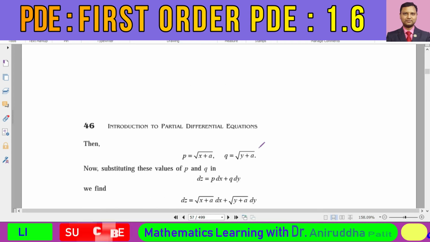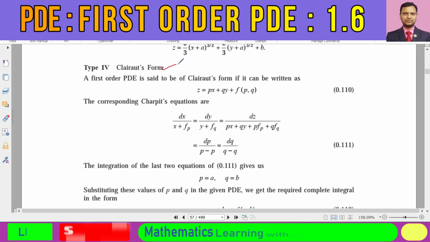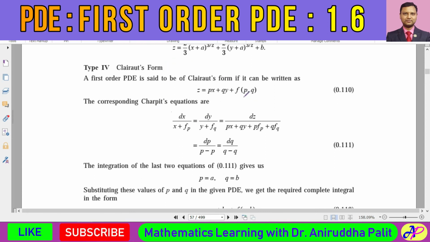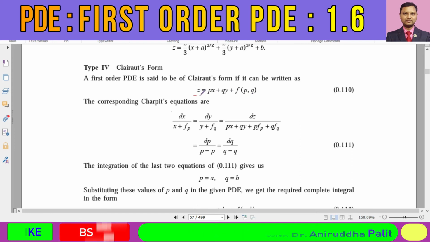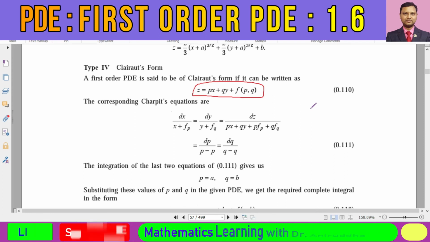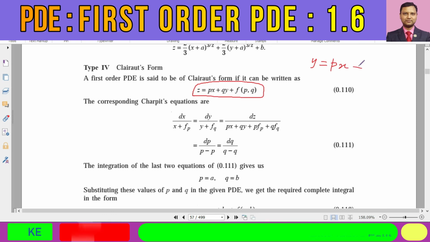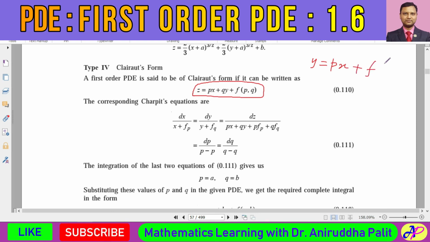And the last category is very easy, that is Clairaut's form. Where a differential equation is given in this standard form, z is equal to px plus qy plus f of p comma q is equal to 0. You can recall that in ordinary differential equations as well, you had this kind of equation in Clairaut's form. There we had y is equal to p into x plus a certain function f of p.